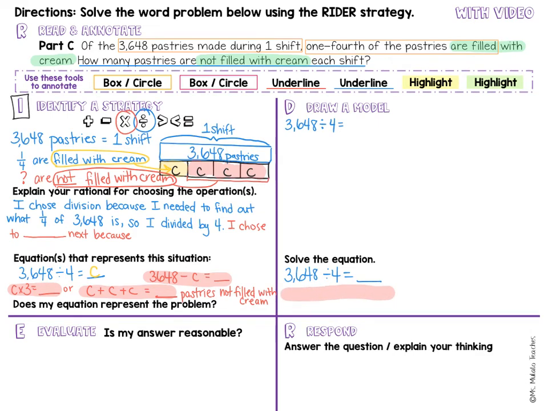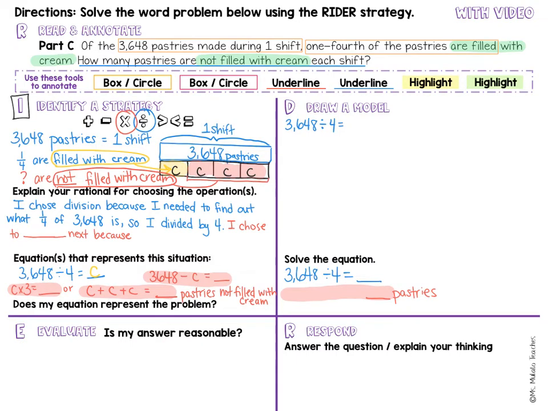Then you need to make sure that you put the unit. So our question is talking about how many pastries. So our unit is going to be pastries. Pause the video if you need more time to write out your equation. The hard part is over. Now we're going to E, evaluate.